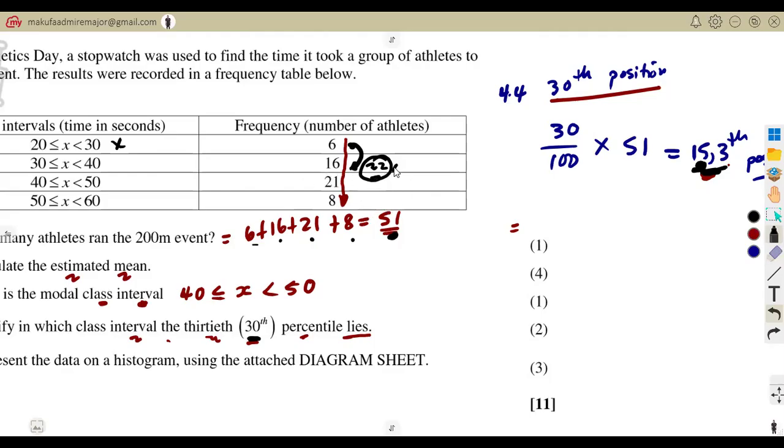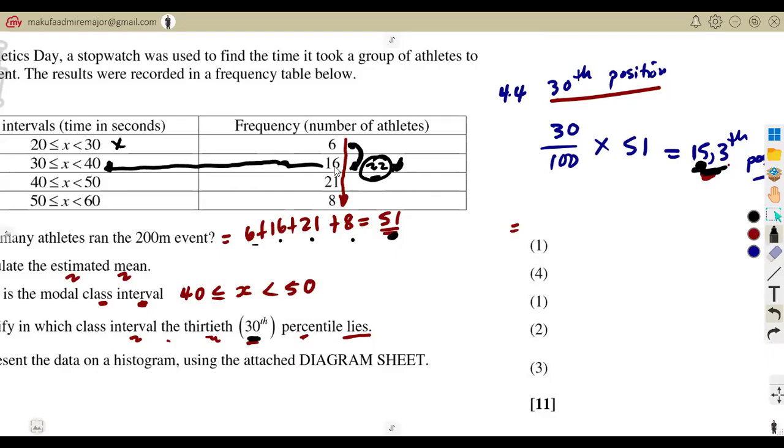So if it is accommodated in this value, at which interval is it also accumulated? The 22, where did it happen? It happened when we added 16. So we are under this interval. That is the interval that you're working with, this one. We are under this interval, 30 to 40.